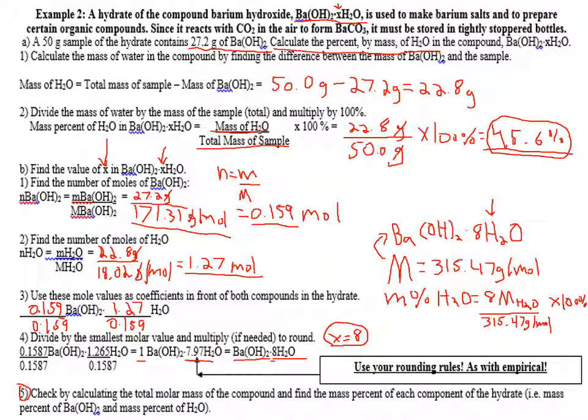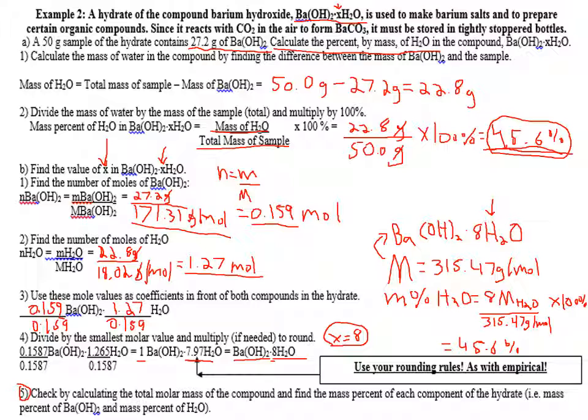And let's see what we get. So we have 8 times 18.02 divided by our 315, multiplied by 100, and again, I get about 45.6%. So that means that we found the correct formula. If I had a different number there, if I had 7, the mass percent of water would not have been 45.6% like we found in the initial problem. If I had 6, it would not have been the same. It would have been lower and lower and lower.